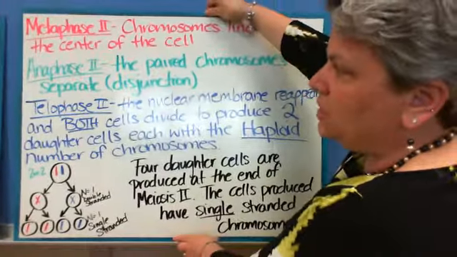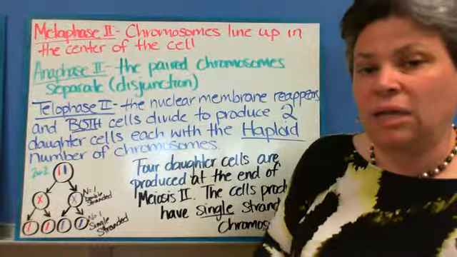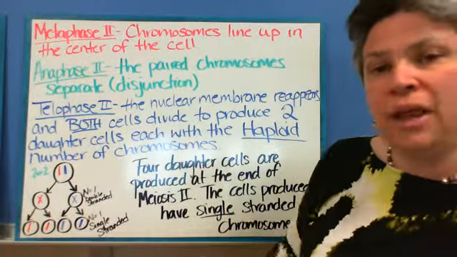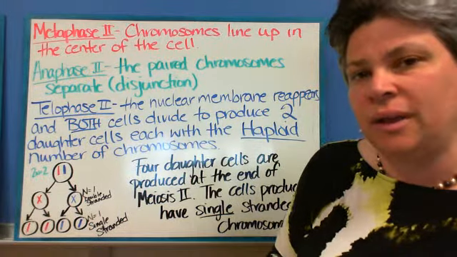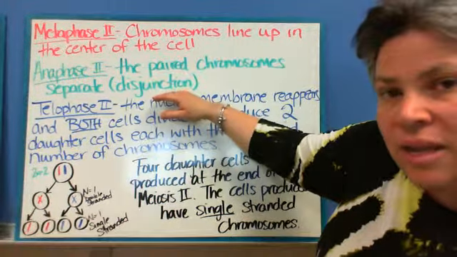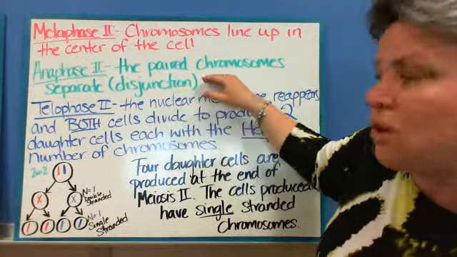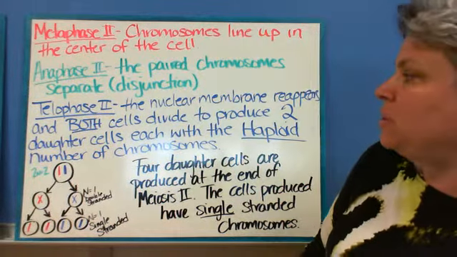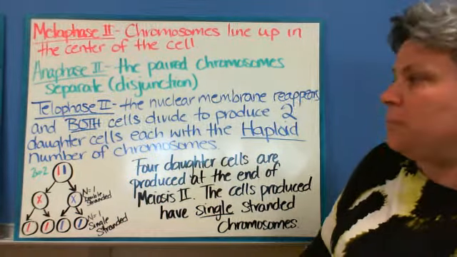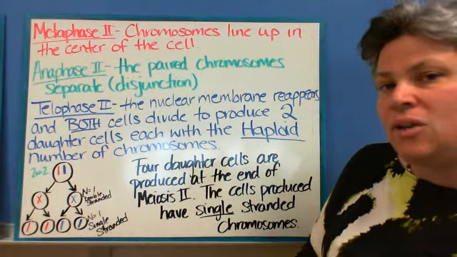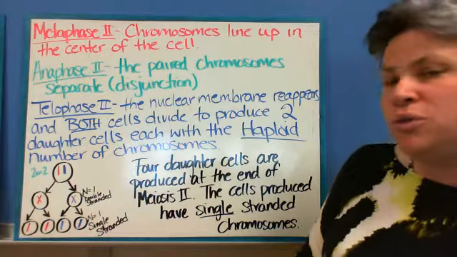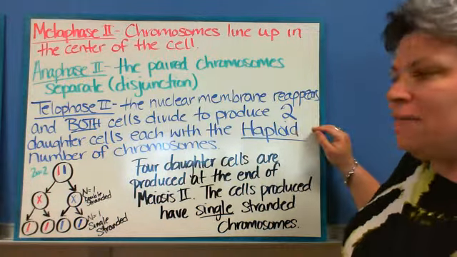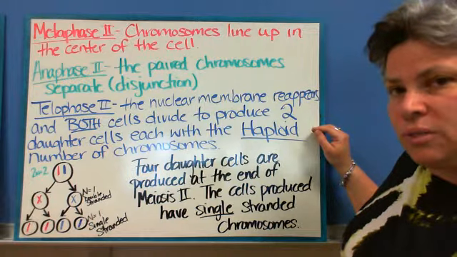So in metaphase 2, the chromosomes are going to line up in the center of the cell. During anaphase 2, the paired chromosomes are going to separate. And remember, separation in this case during anaphase we call disjunction because they're coming apart. Telophase 2, the nuclear membrane reappears and both cells will divide to produce 2 daughter cells. And those 2 daughter cells have the haploid number of chromosomes.